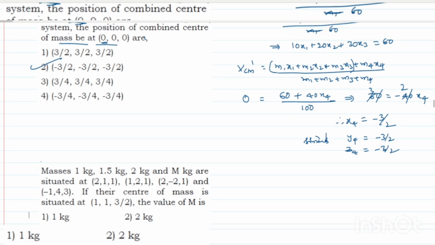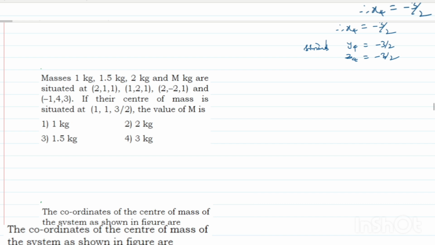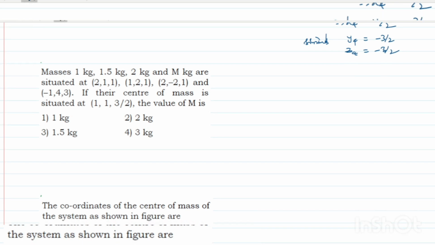Let us see the next question. Masses of 1 kg, 1.5 kg, 2 kg and m kg are situated at the given coordinates. If their center of mass is situated at 1, 1, 3 by 2, then they are asking for the value of m. This is a 4 particle system, students. So here you can take XCM.